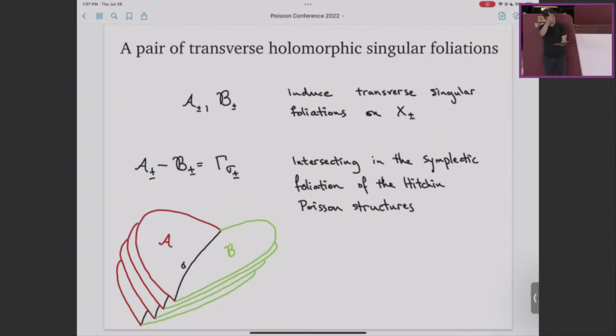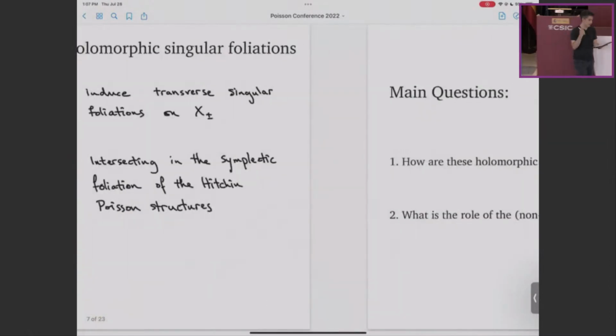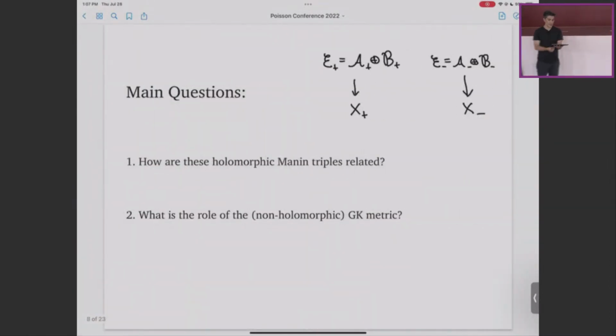Okay? So we now get all this structure coming for free: holomorphic Courant algebroids on two complex manifolds, Manin pairs, and holomorphic Poisson structures. Incidentally, these two holomorphic Poisson structures had been noticed by Hitchin about 10 years ago, without noticing the Dirac structures, but he saw that the Poisson structures were there. So the main questions that we have about this reduction are the following. How are the holomorphic Manin triples related?